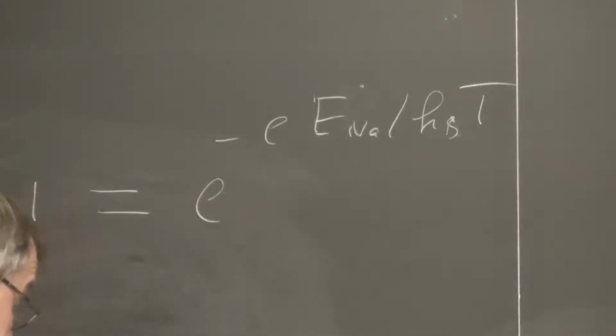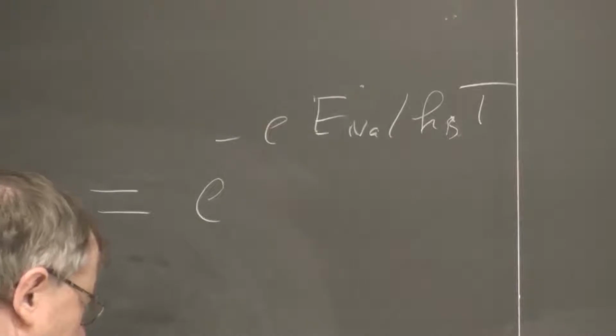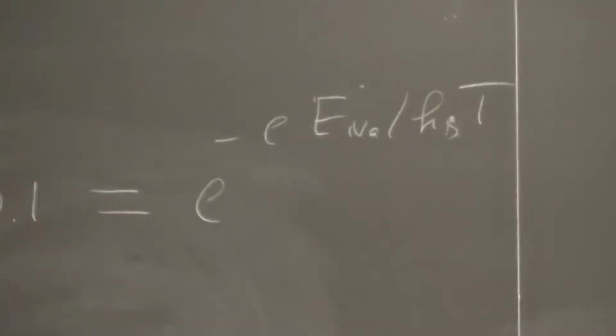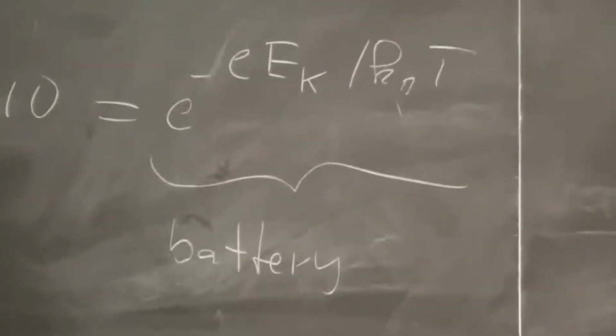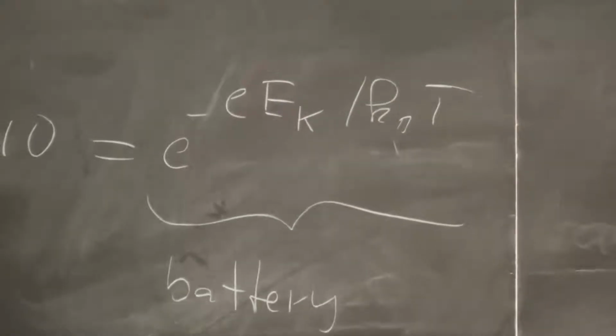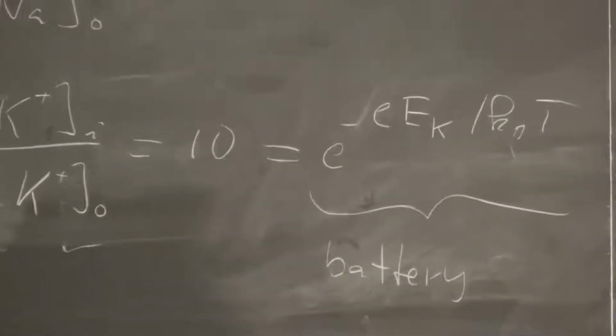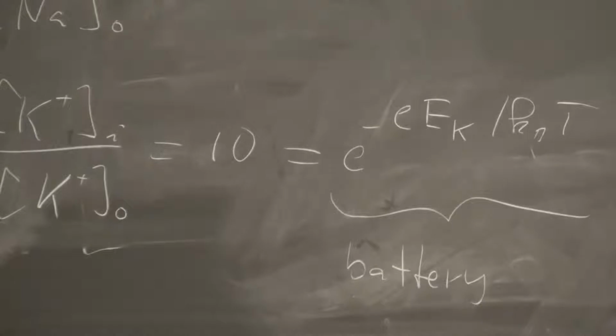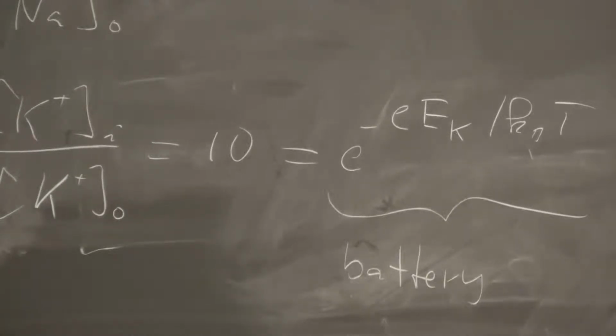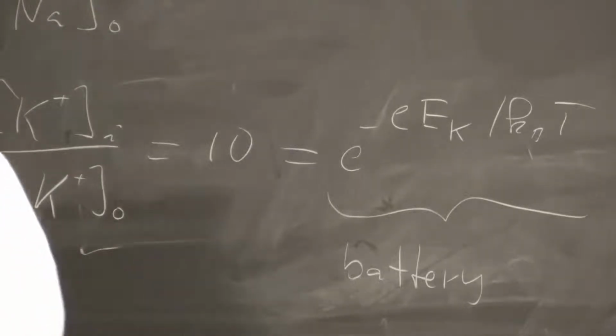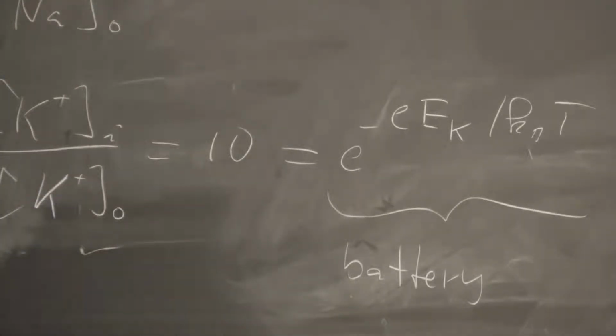Every cell is a battery, literally a battery. However, there are two batteries. Like we always have one battery when we put it in our devices, but the cell has two batteries, a potassium and a sodium battery. These other batteries, they don't do much. We can almost forget them. Okay, so that is what we have.